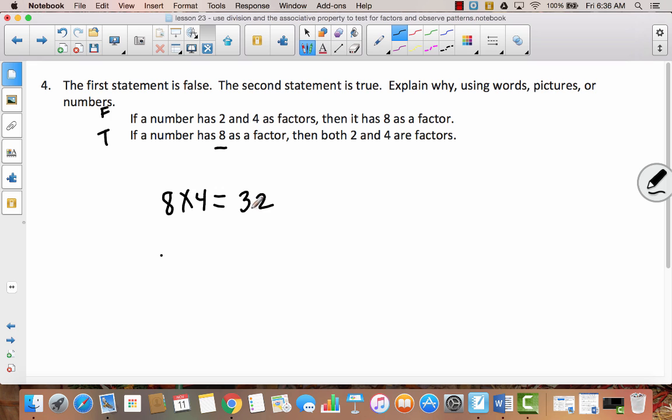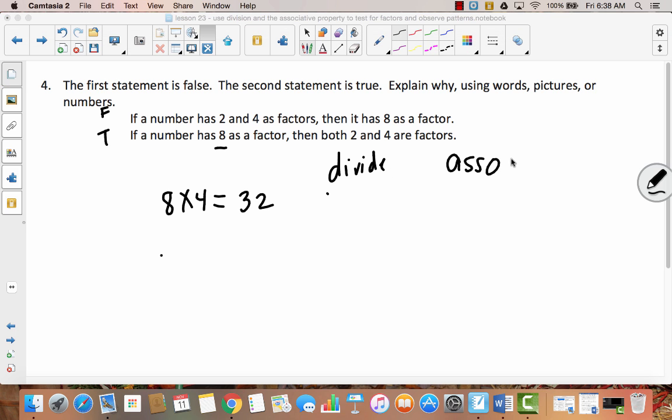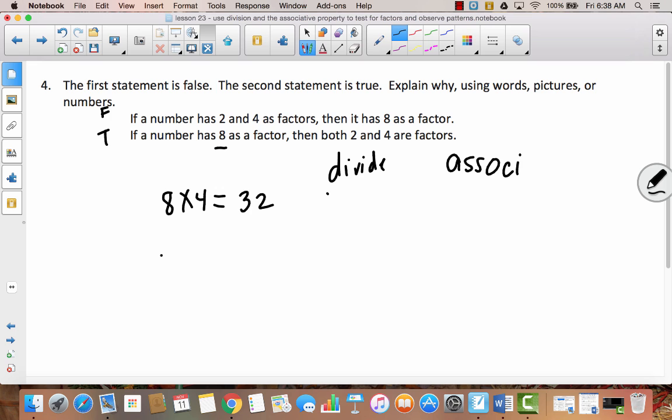How can we prove whether or not 32 has a factor of 2 and a factor of 4? Well, we could use the associative property, or we could use division. I'm going to pause the video, and I want you to choose either divide to prove that 2 and 4 are factors, or you can use the associative property. So you get to decide. I'm going to solve this problem both ways so that I can show you the answer to either one, but you decide which one you want to use.